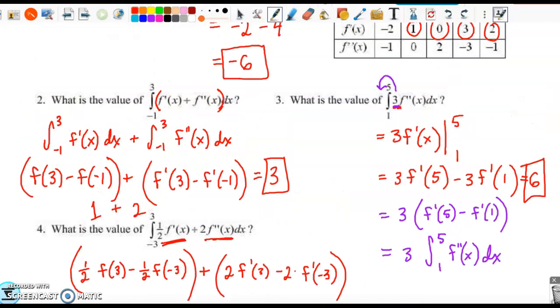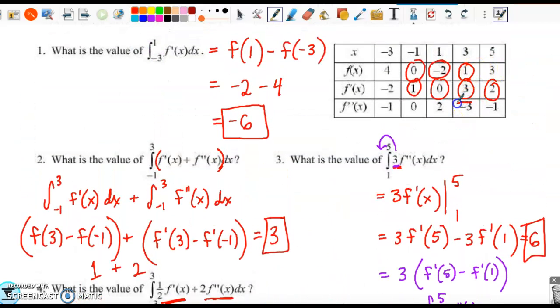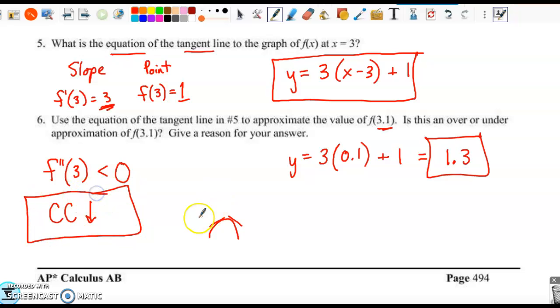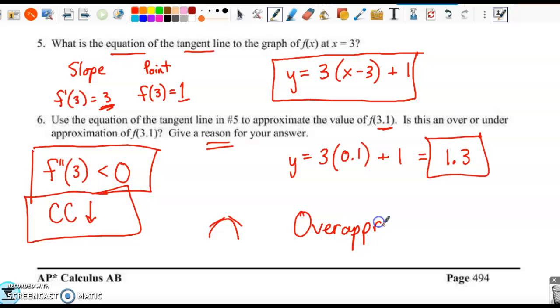Now, how do we tell if it's an over or under approximation? As a reminder, you look at the second derivative, and the second derivative is negative there. So since we are at a negative second derivative, since the second derivative is less than 0, that's our clue that we are concave down. If it helps, draw the picture of a concave down graph. And where the tangent line is, it's always an over approximation. So that's your reason, because it's concave down, which is based off of this statement. There's your reason that we have an over approximation. Now you should be good for the homework.